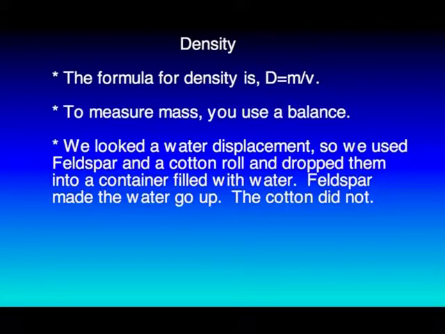That was a great test, guys. Okay, so you know what this means? Feldspar has more mass than a cotton roll. The formula for density is density equals mass over volume. To measure mass, you use a balance with 3 parts. It's kind of complicated. We looked at water displacement. Feldspar made the water go up.